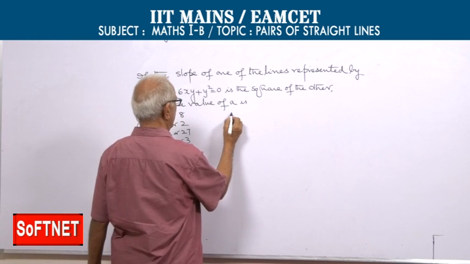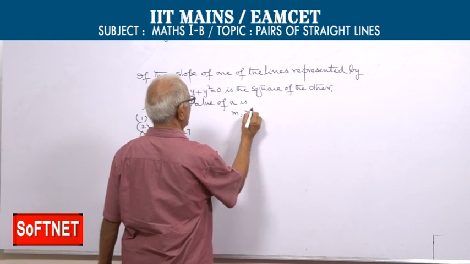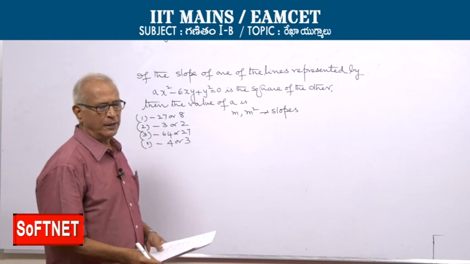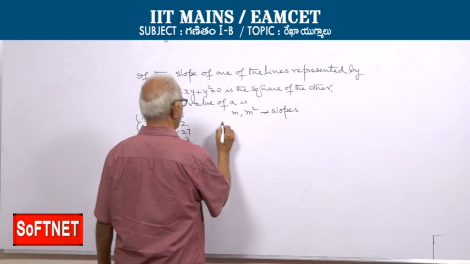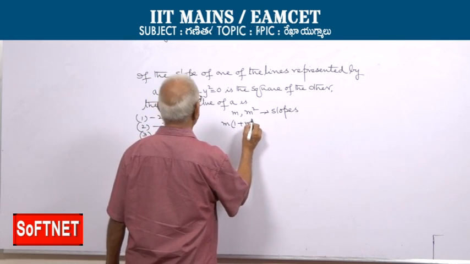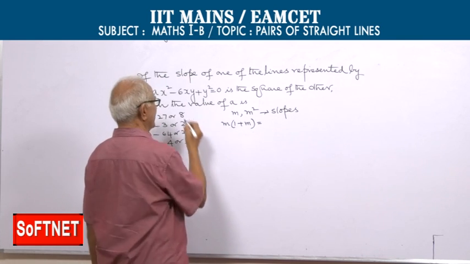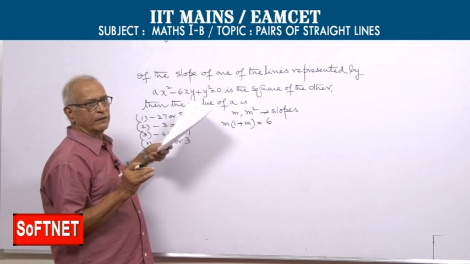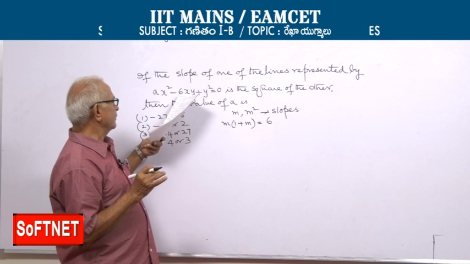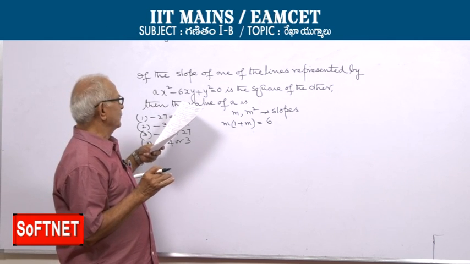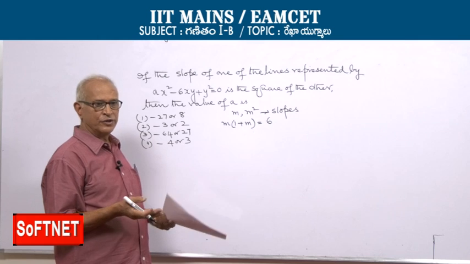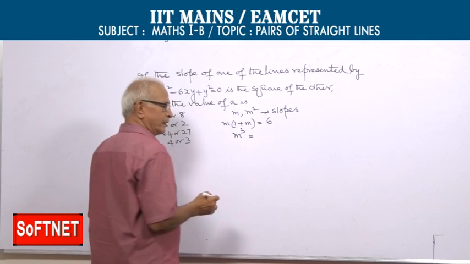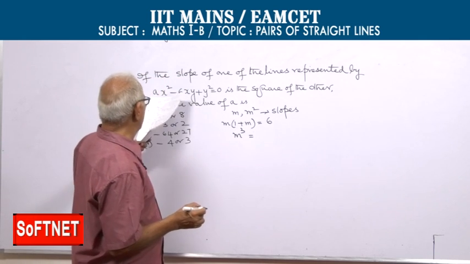So as usual, let the slopes be m and m square. So sum of the slopes m into 1 plus m is minus 2h by b, that is 6 by 1. Here b, the coefficient of y square, is 1, a is a, and 2h is minus 6. So minus 2h by b is 6 by 1, that is 6. Product of the slopes m cubed is a by b. a by b is a.